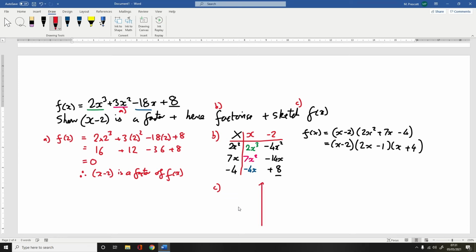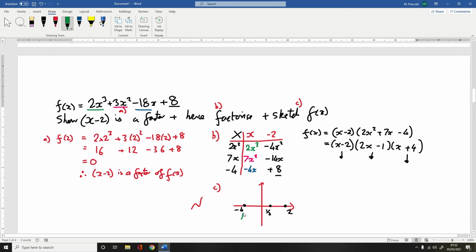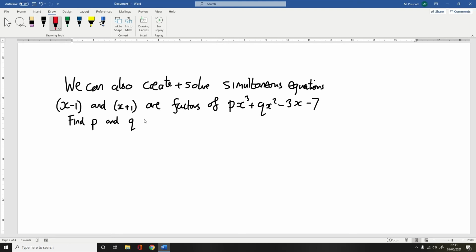So again, we'd think, is this a positive or a negative cubic? It's positive because it's 2x cubed, so it's going to go like that. We know the three crossing points are going to be 2, half, and minus 4. So let's mark them. Obviously note with a sketch, it does not matter how accurate your drawing is in terms of scale, as long as it's in the right quadrants. Then connect our points together, and we know it goes through the axis at 8 because of the intercept.